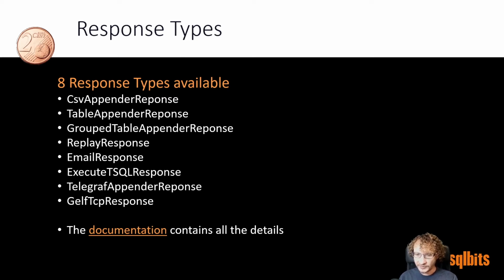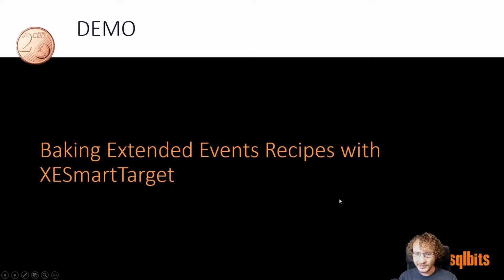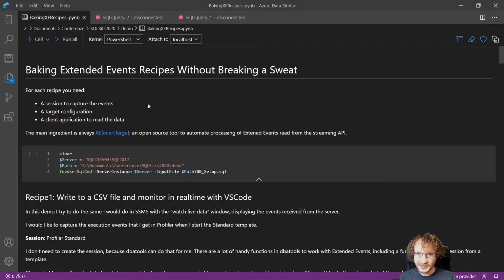If you go to the documentation that is linked here in the slides, you will see all the available response types and what you can do with them, all the properties that you can configure in JSON files. Okay, so enough talking. Now we can go straight to our recipes. We have a lot to show today, so let's go straight to our recipes and start baking.